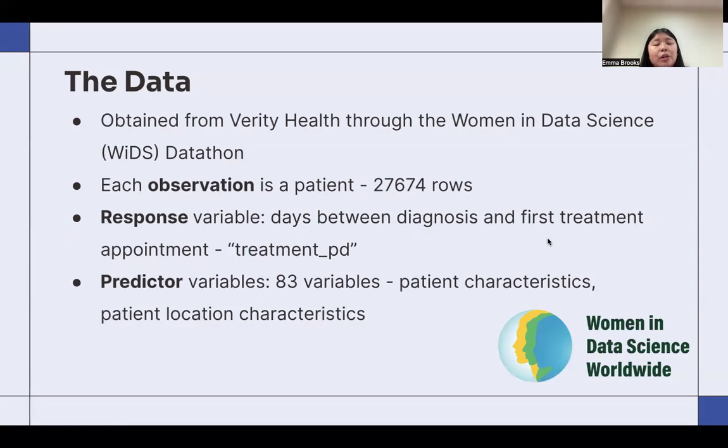And I have a total of 83 predictor variables, which can also be known as independent or explanatory variables. And these are a blend of patient characteristics such as age and diagnosis year, and patient location characteristics such as median income for the zip code area, and the proportion of white residents for a zip code area.